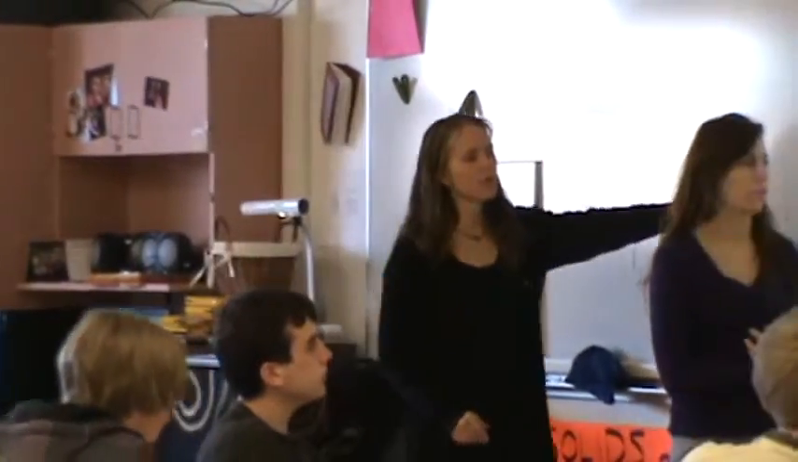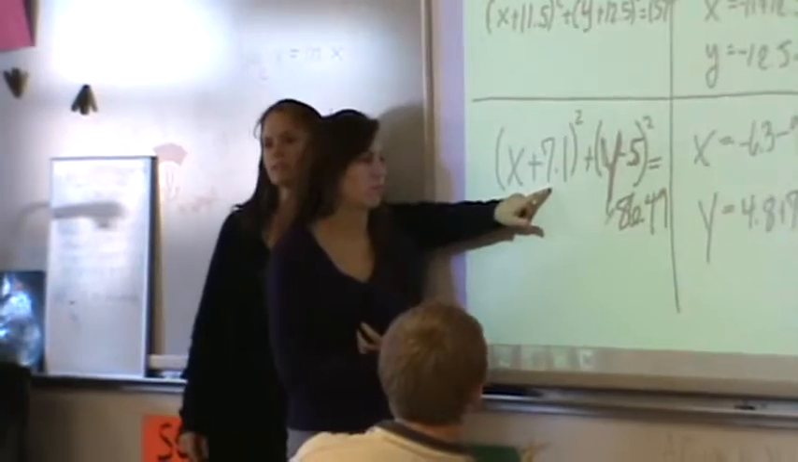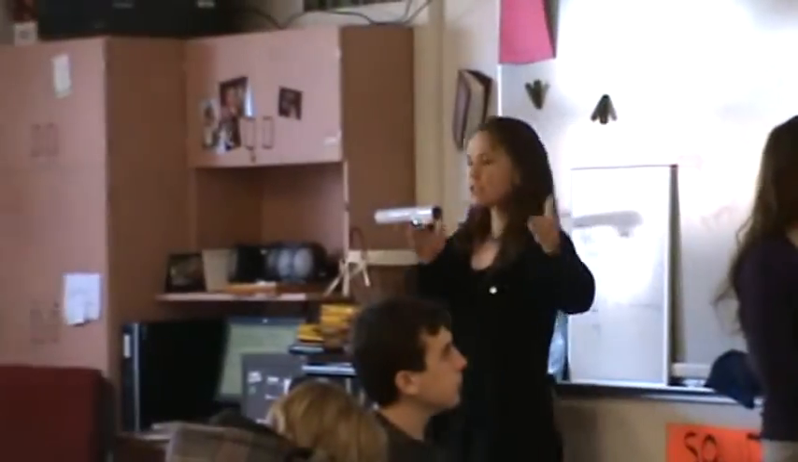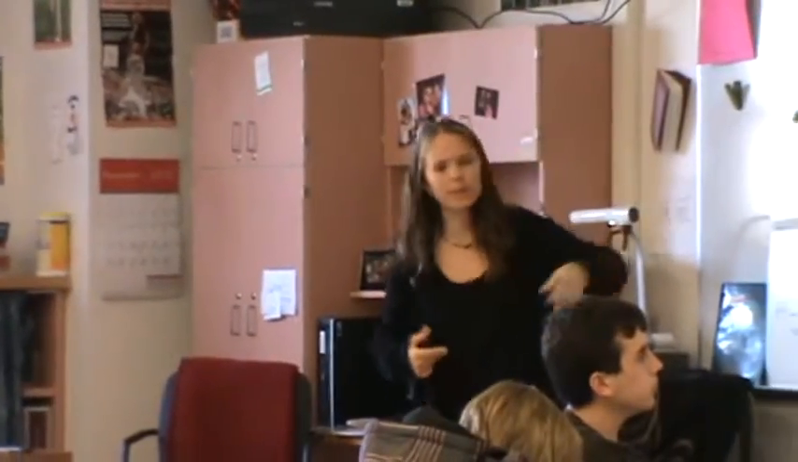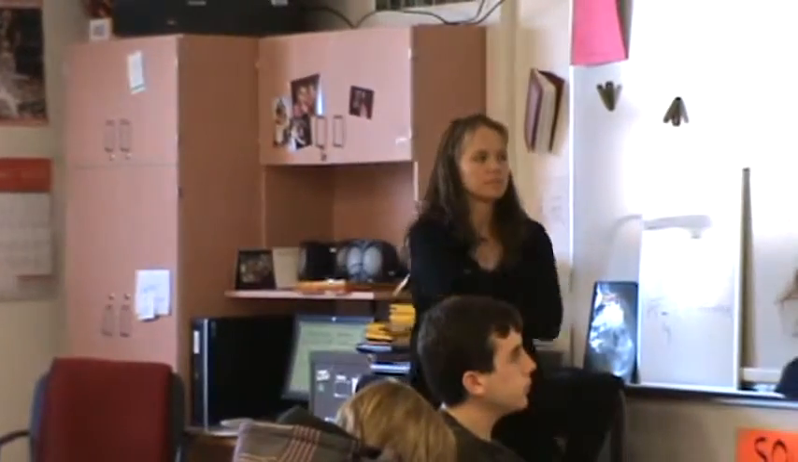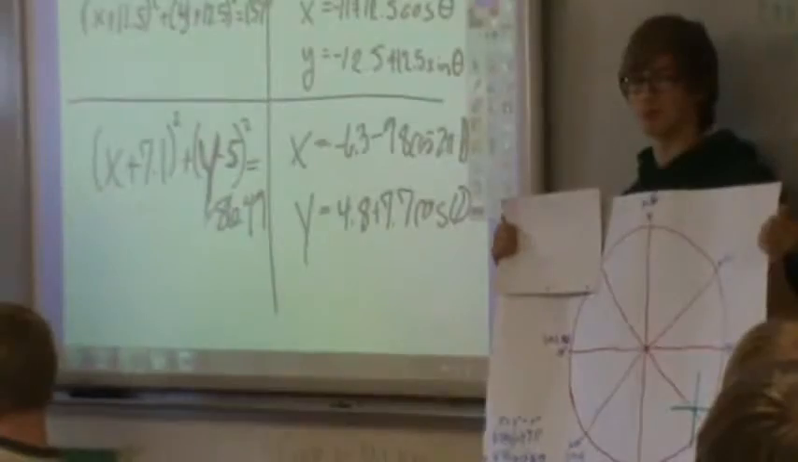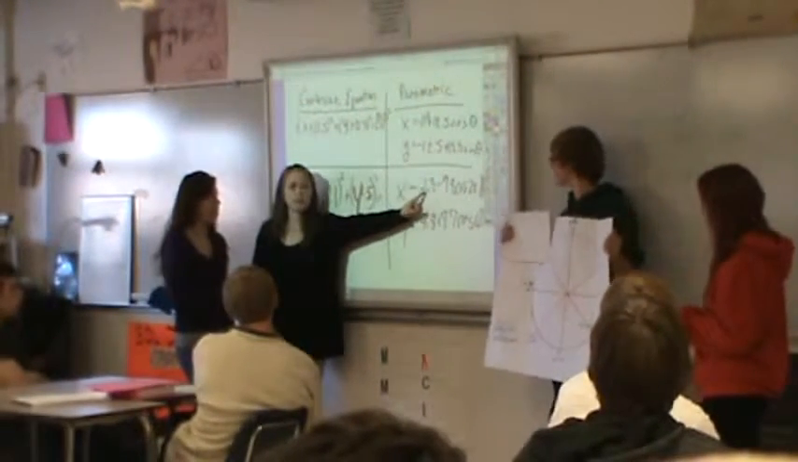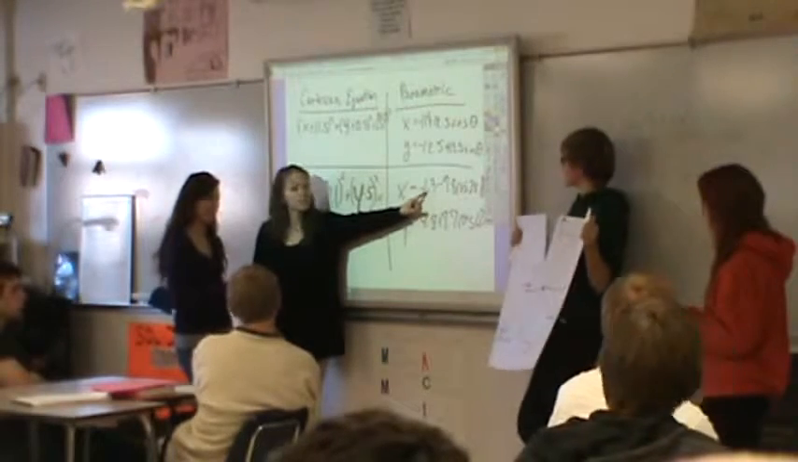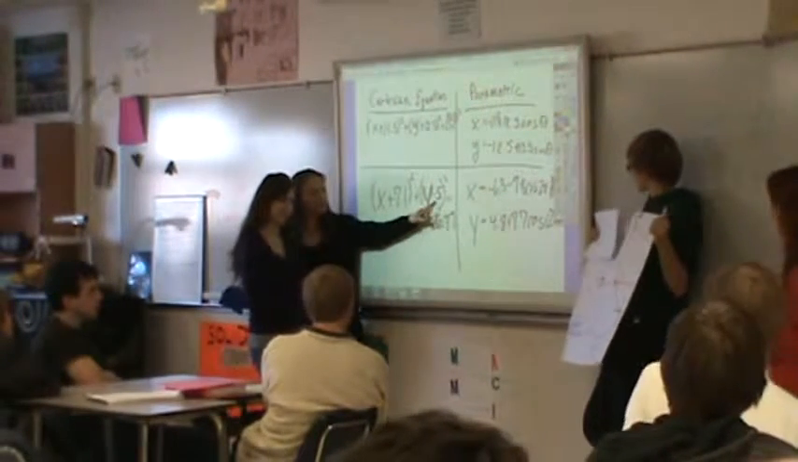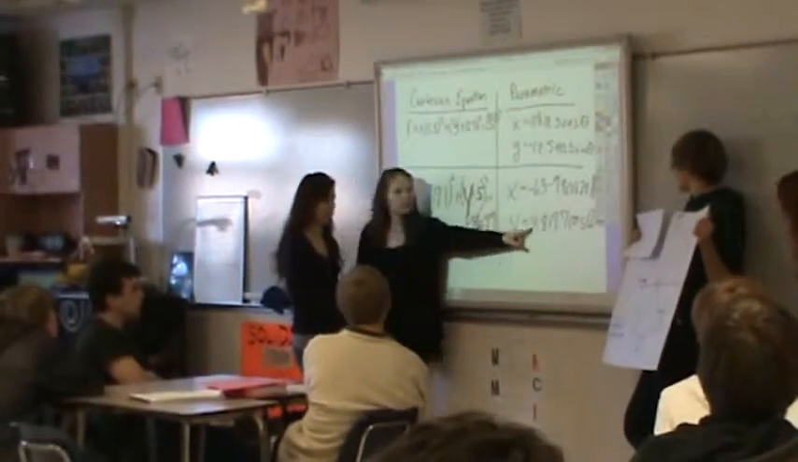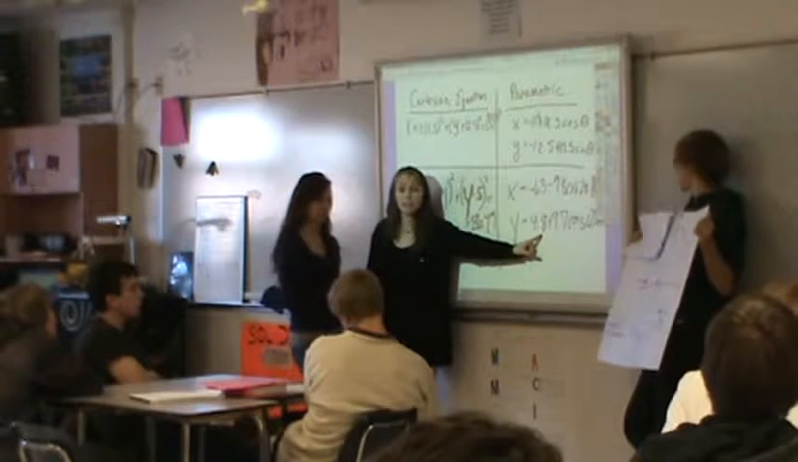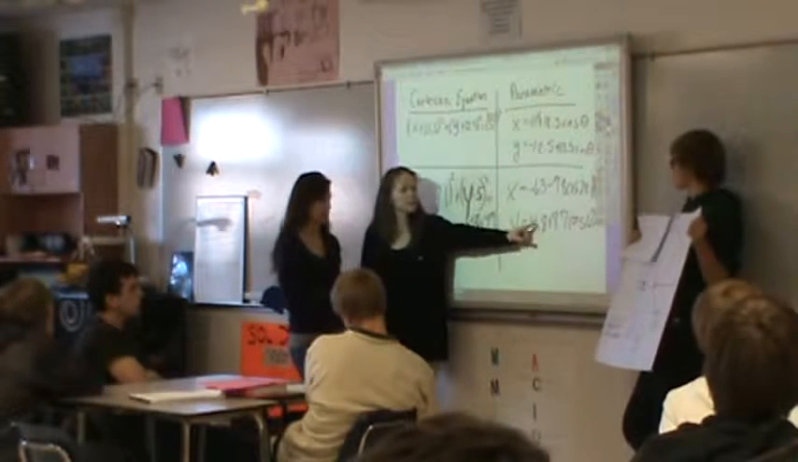So where does the 7.1 here, which was our horizontal shift, show up in their sinusoid equation? It really should be here, right? That should really be 7. And then what about this 5 here? 4.8. That's pretty darn close. That's not bad. This one's a little ways off, but this one's not bad.